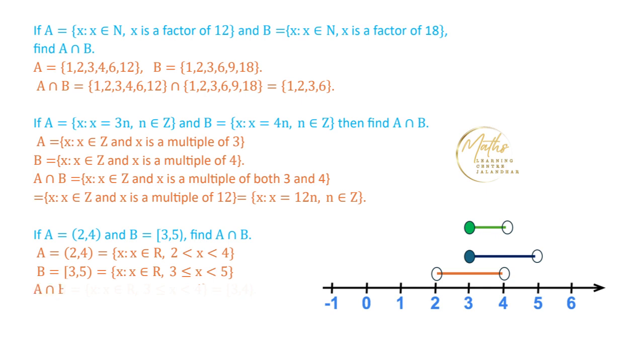So we are writing that A intersection B is equal to x belongs to R such that 3 is less than or equal to x is less than 4, and in interval form we can write it in this way, that it is a closed interval from 3 and open towards the point 4.